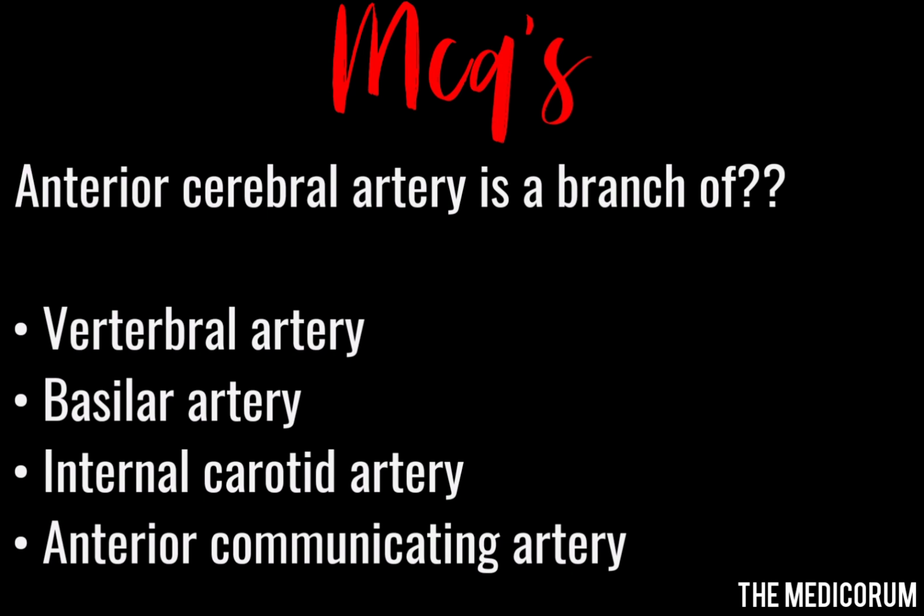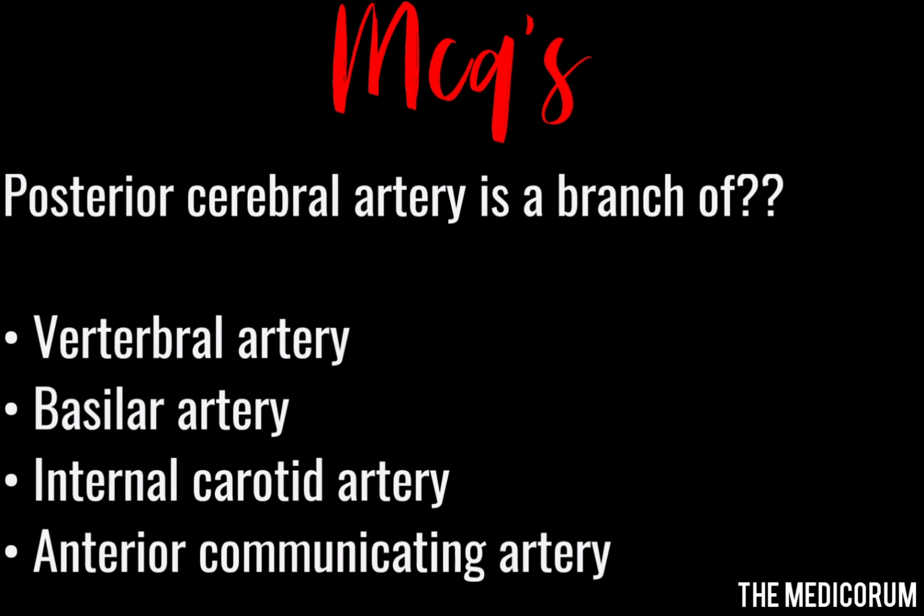The first MCQ is, anterior cerebral artery is the branch of? It is the branch of the internal carotid artery. The second question is, posterior cerebral artery is the branch of the basilar artery. Therefore, middle and anterior cerebral artery arise from the internal carotid artery, whereas the posterior cerebral artery arises from the basilar artery.